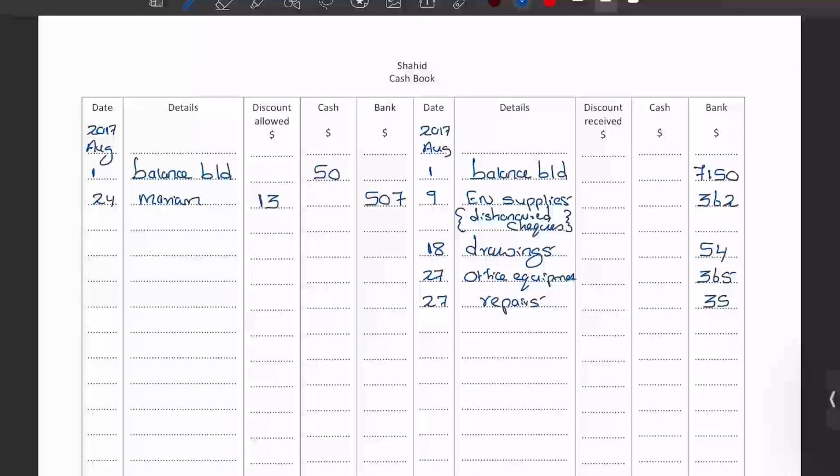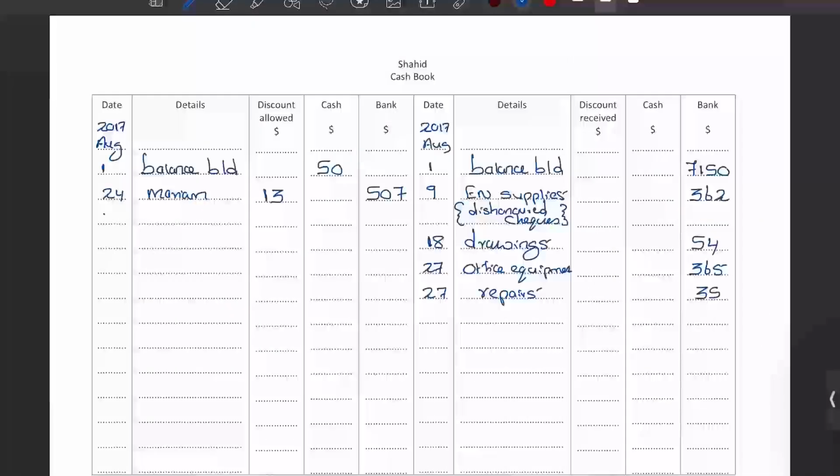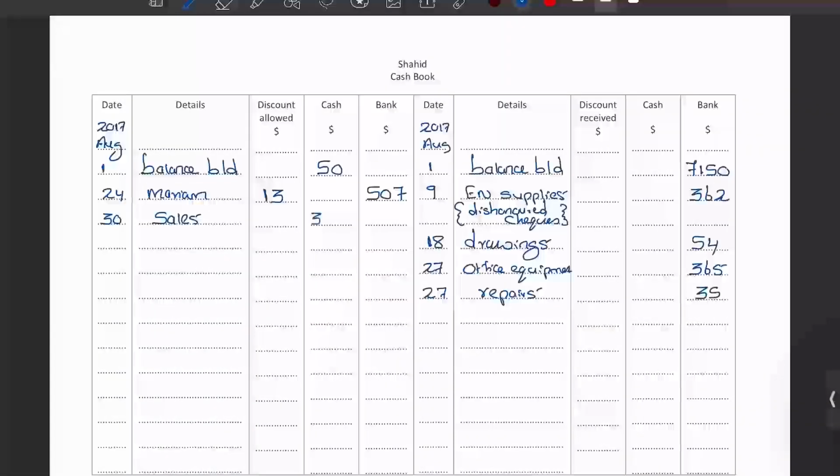Okay. Next transaction. Cash sales 3224. What's happening to cash? It will increase. If cash is going to increase, on which side? Debit side, third year, you can say sales. Cash is increasing. Put it on to the debit side of the cash account 3224.